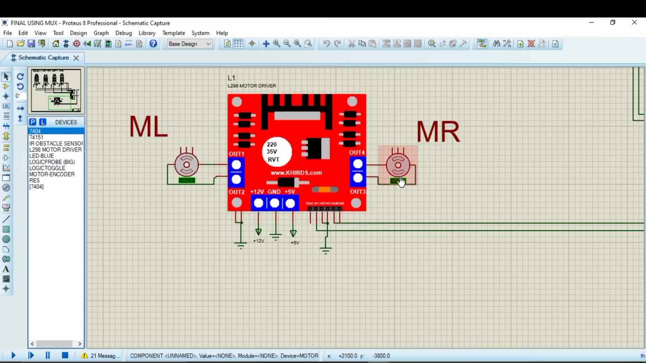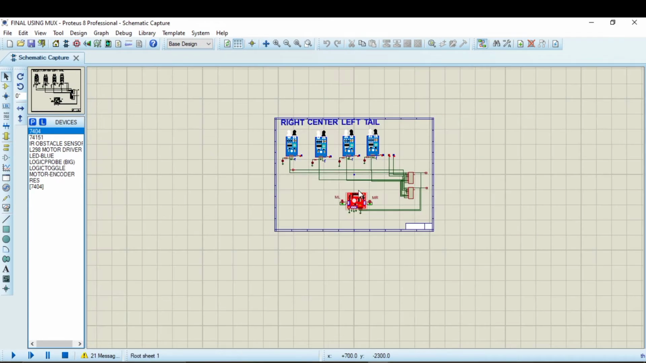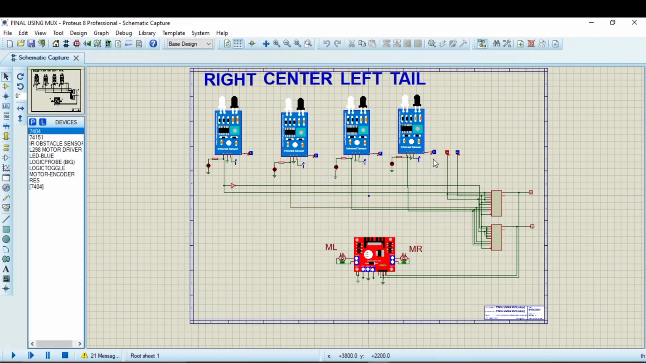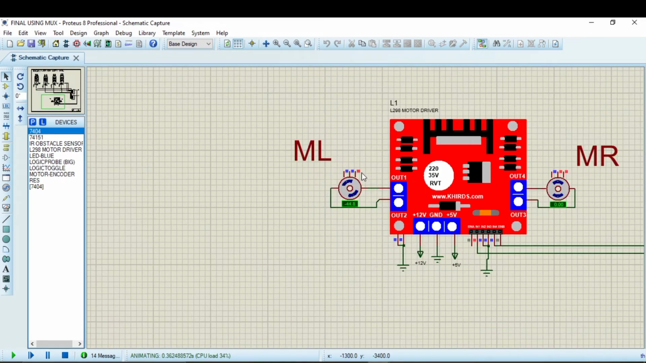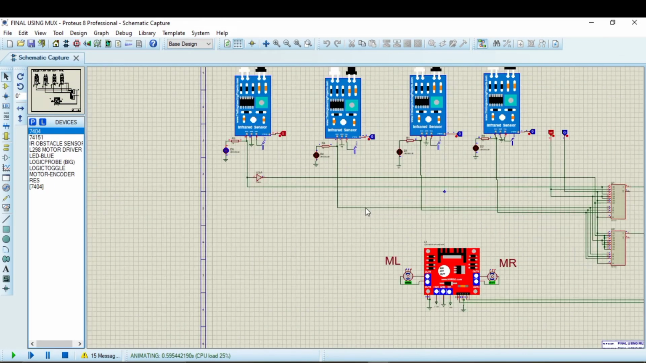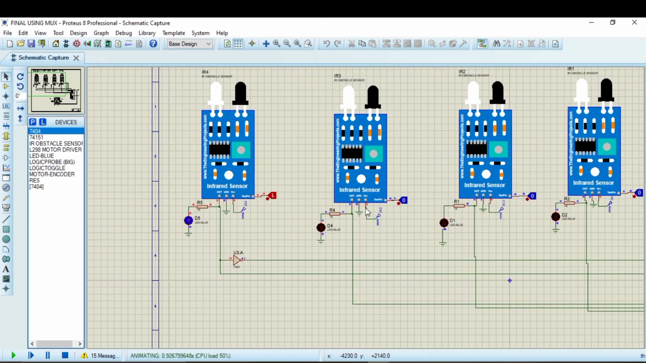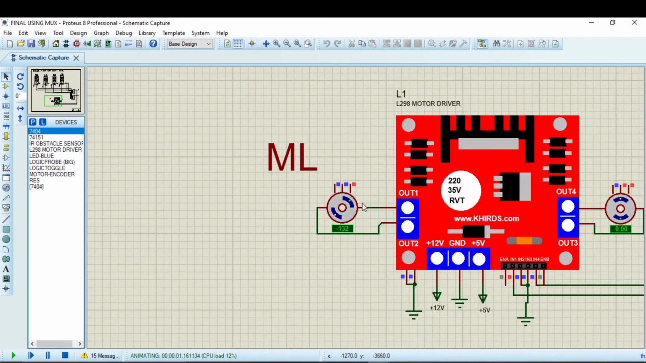And here you can see that this is the right motor and this is the left motor connecting. As you can see, if I turn off the left sensor and just turn on the right sensor, you will see that the left motor will be turned on as expected. And let's say if I turn on the center sensor, then you will see in the logic table that the motor will still remain turned on.